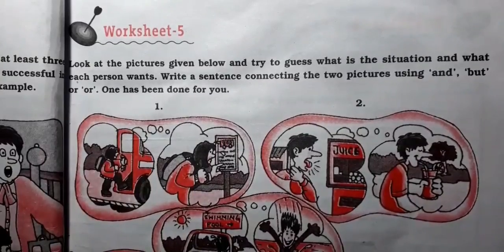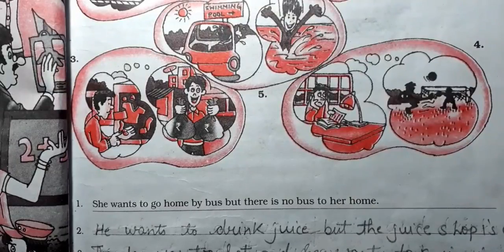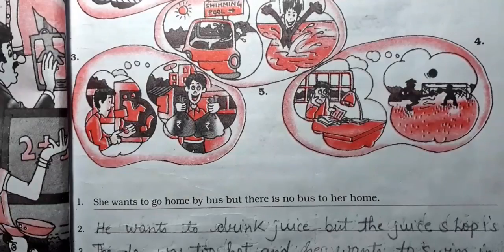Look at the pictures given below and try to guess what the situation is and what each person wants. Write a sentence connecting the two pictures using and, but, or. One has been done for you. She wants to go home by bus, but there is no bus to her home. He wants to drink juice, but the juice shop is closed.